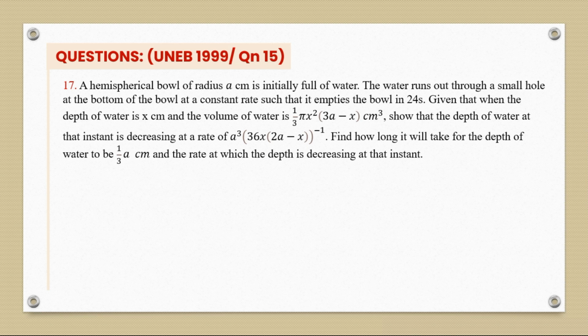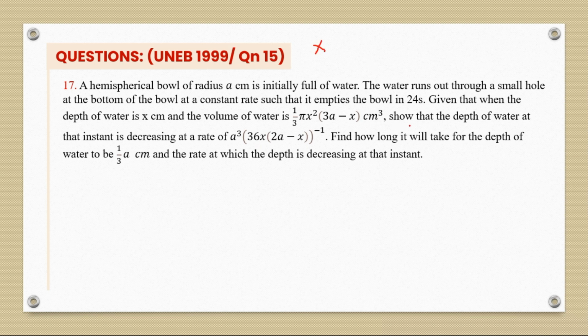So we've been given the volume of water. We're to show that the depth of water at that instant is decreasing at a rate of this. So that means that we know what this value here is. We've also been told to find how long it will take for the depth of the water to be a third a centimeters, and the rate at which the depth is decreasing at that instant. So we've been given a lot of things, and that's going to be very important. Remember that instead of h like the others, the depth of the water shall be equal to x.